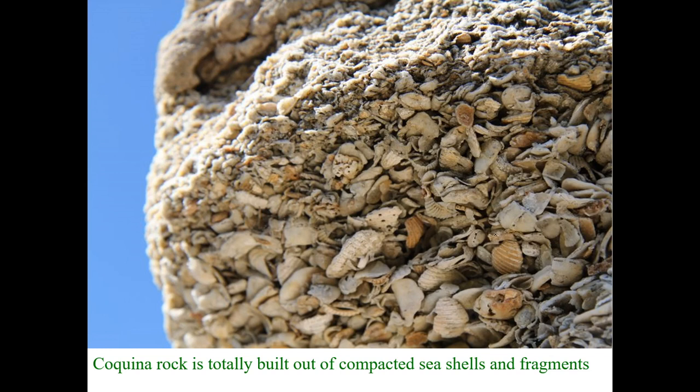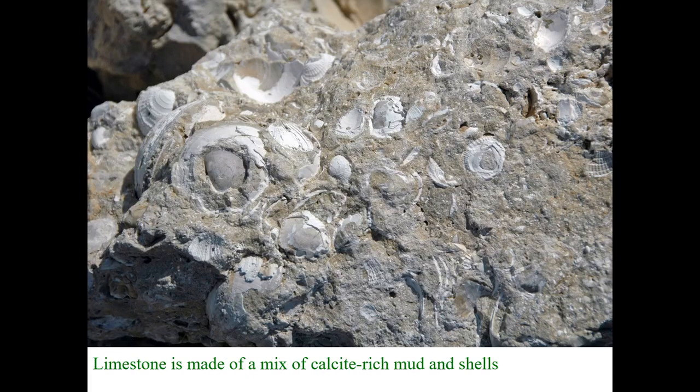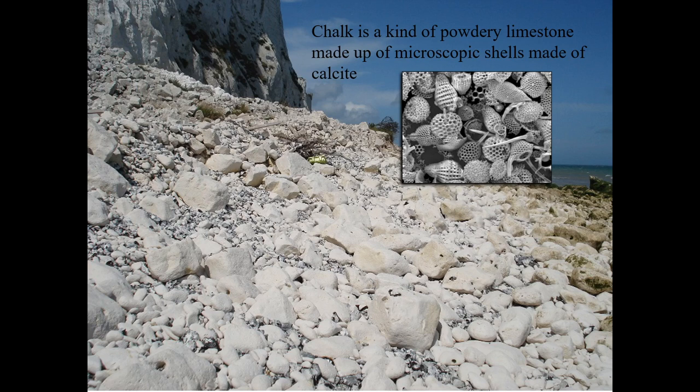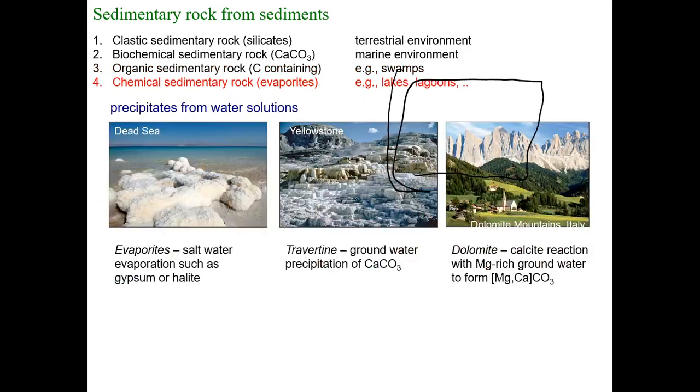Coquina is a rock that's actually found in Corpus Christi that's totally made up of shells, like clam shells and things like that. Not the little planktonic bodies, but the macroscopic shells. Kind of a cool rock. Here's a phosphoriferous limestone. You can see it's made of a mix of calcite-rich mud and shells. Here's chalk. And chalk is actually, I bet you didn't know, a sedimentary rock. And it's totally made up of these little bodies of planktonic organisms. So it's pretty neat.